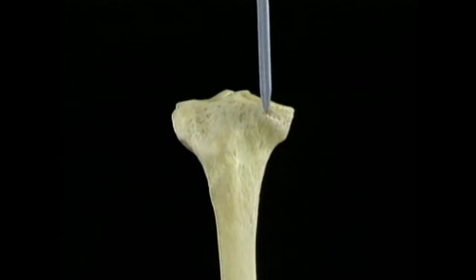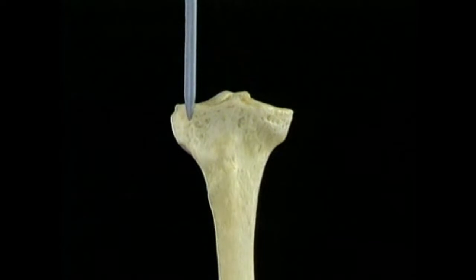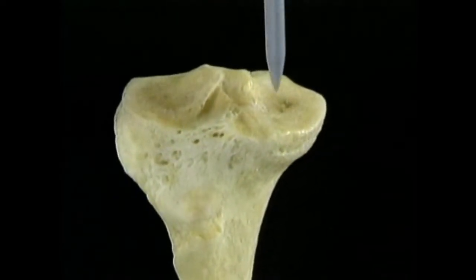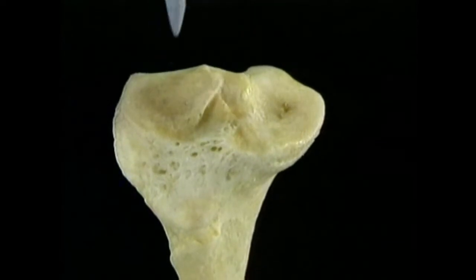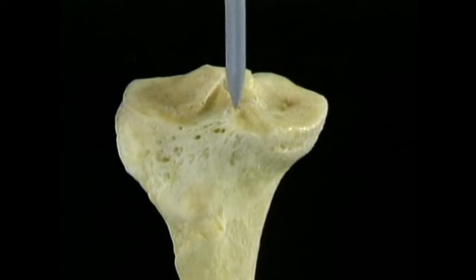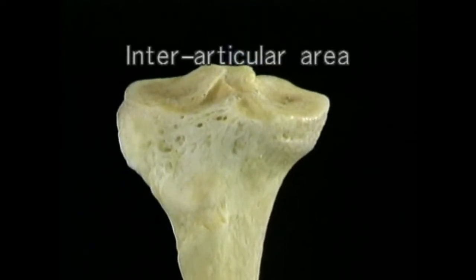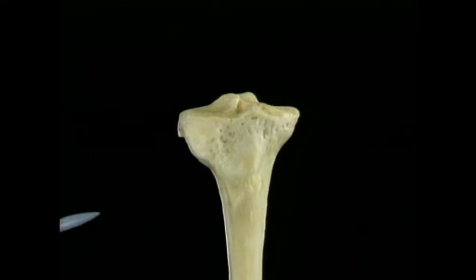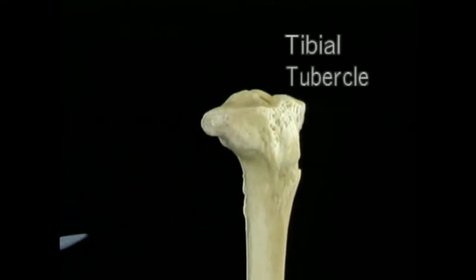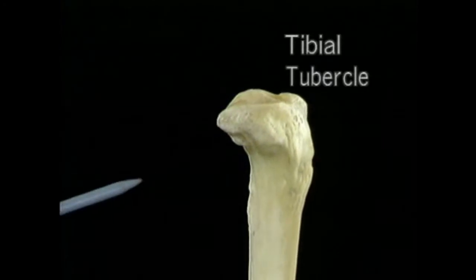This is the medial condyle. This is the lateral condyle. On top of the two condyles are two quite separate articular surfaces. They're much flatter than those on the femur. The rugged expanse between the articular surfaces is the interarticular area. This prominent lump on the front, the tibial tubercle, is the final insertion of the quadriceps tendon.